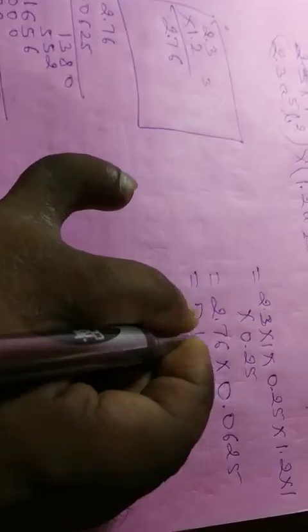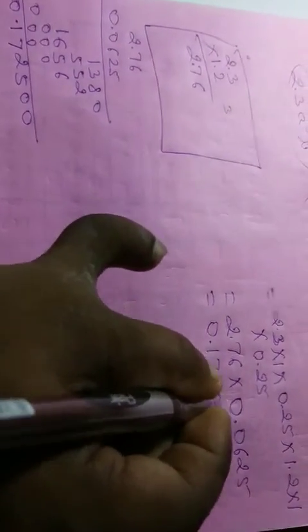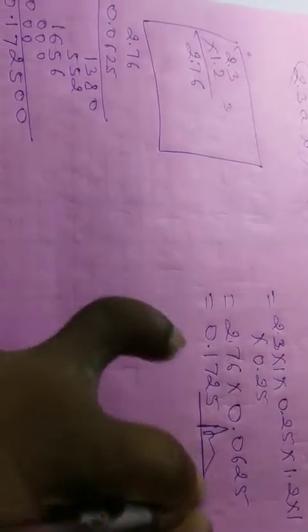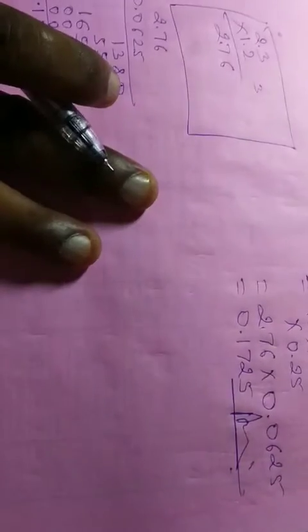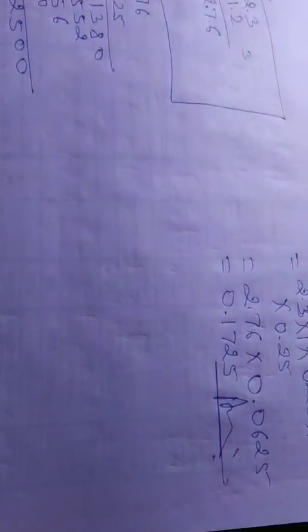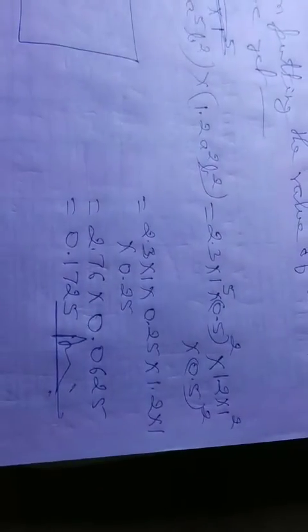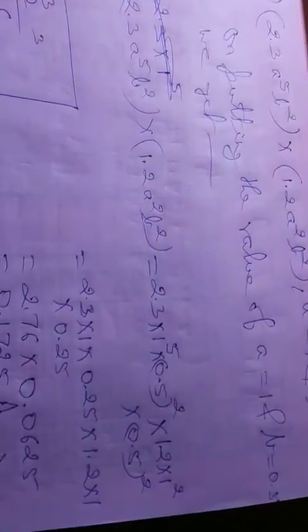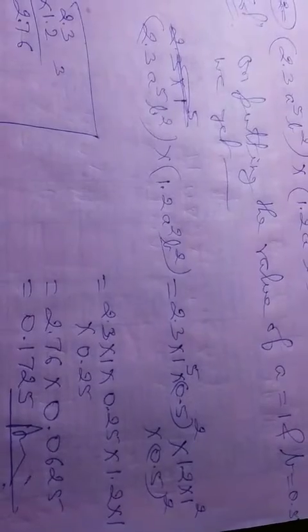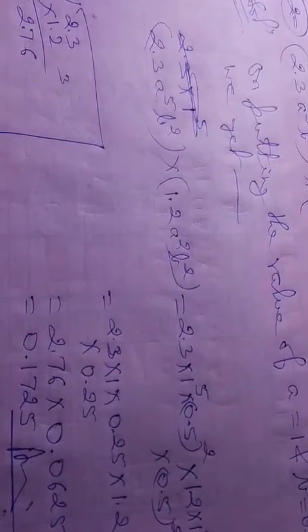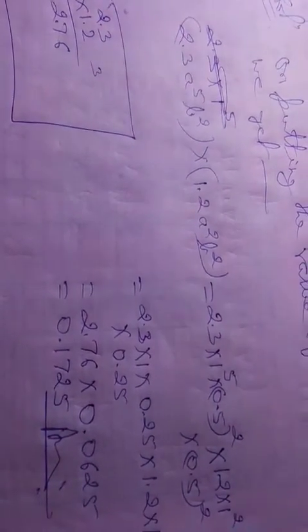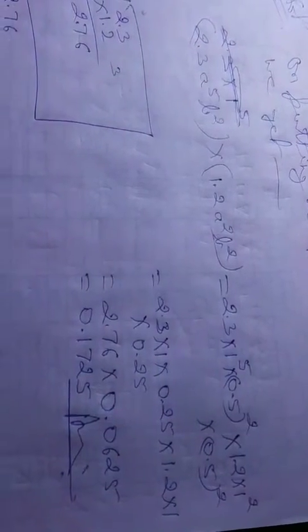Here the decimal is situated here. So therefore, students, finally the answer is 0.1725. Just we check the answer in Exercise 6B, question number 20: 0.1725. Yes, correct. Now, this is rough.